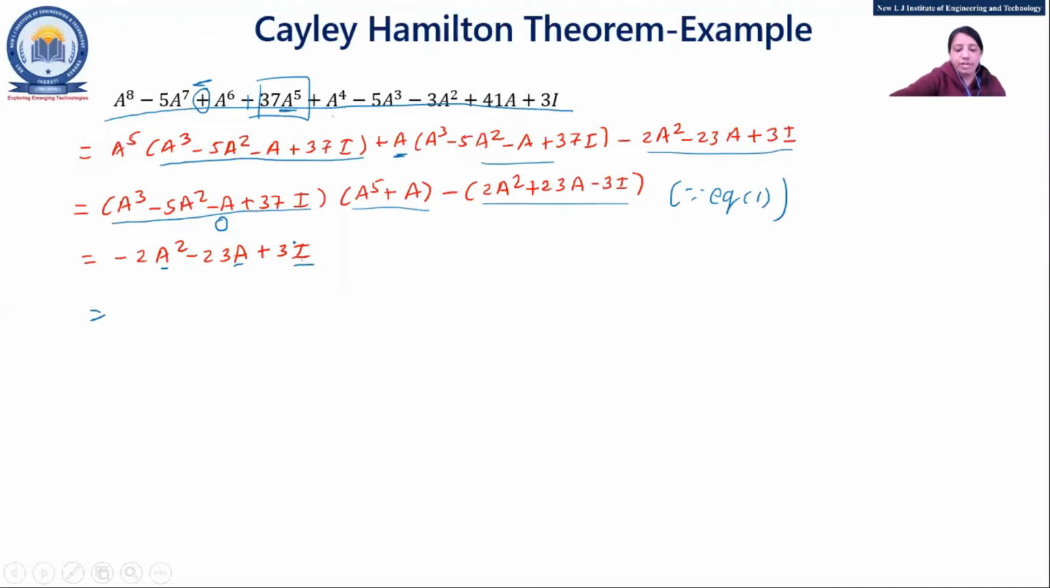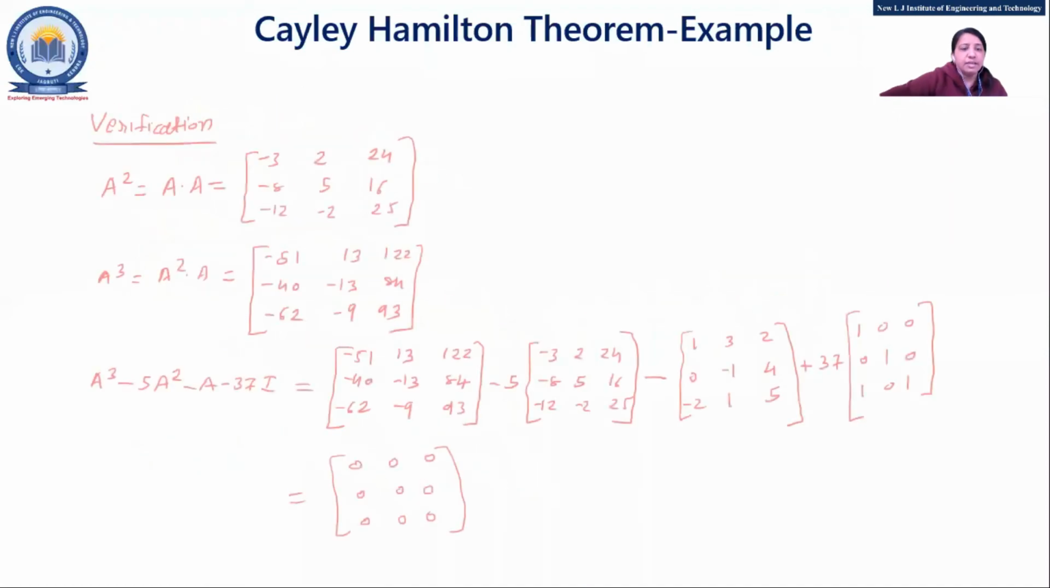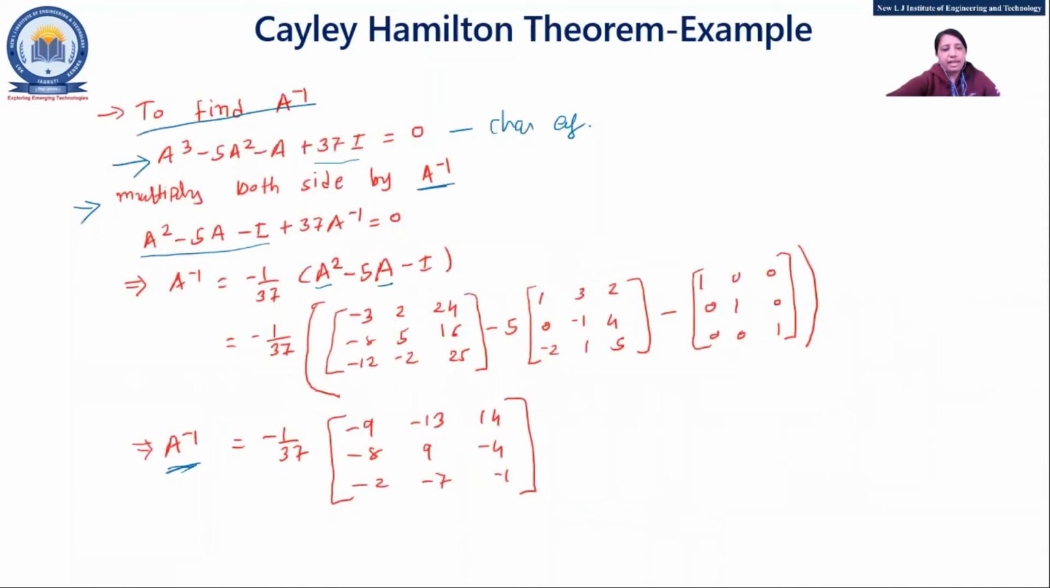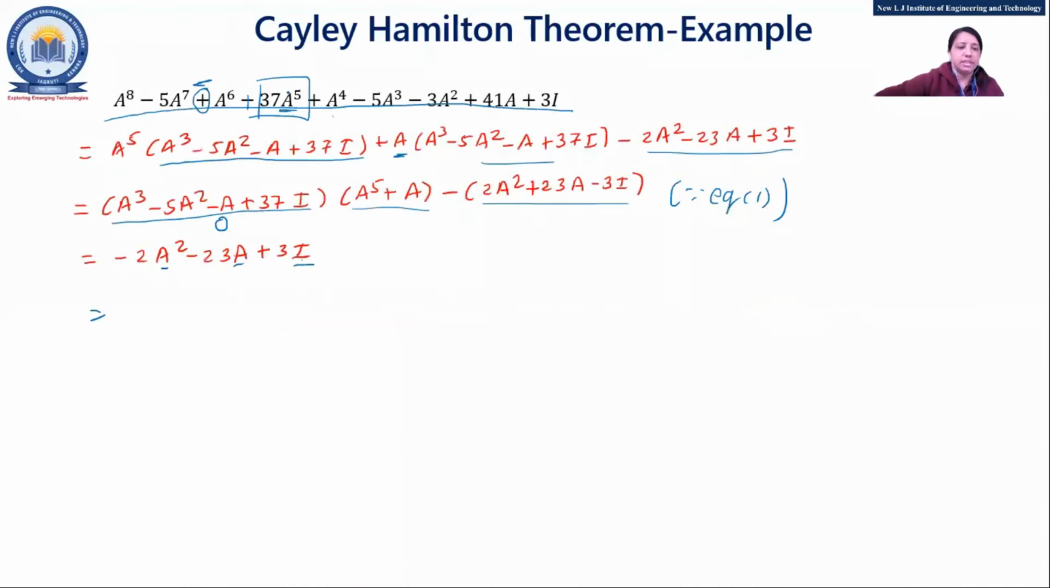We have already found a square for satisfying the characteristic equation, right? So just use this a square. Minus 3, 2, 24, minus 8, 5, 16 to calculate those things. Okay. Minus 2a square. So multiply with 2 and then you need to do the calculation. That means this equation you need to solve. Okay. So this is about the Cayley-Hamilton theorem.